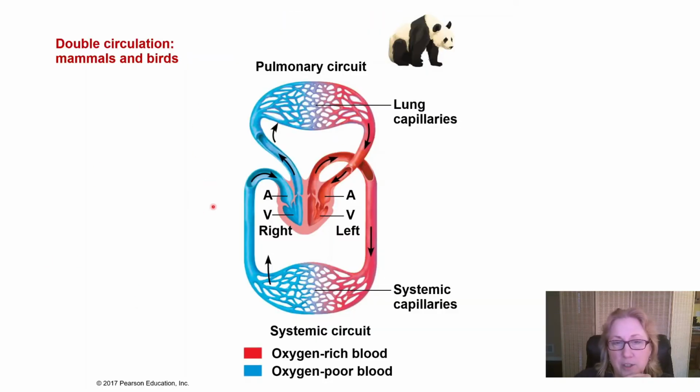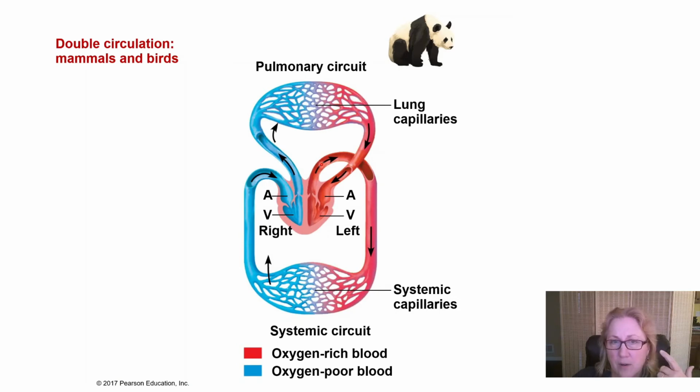So double circulation. This is what mammals and birds have: complete separation of the pulmonary and the systemic circulation. The right side of the heart pumps to the lungs, and the left side of the heart pumps blood to the rest of the body. So we do have two capillary beds, one in the lungs and one everywhere else in the body.